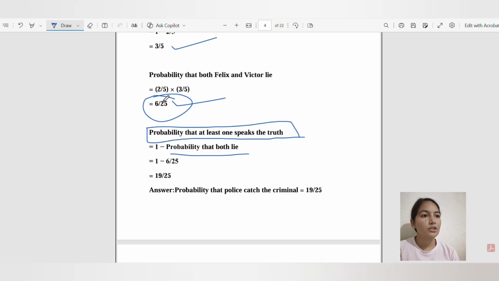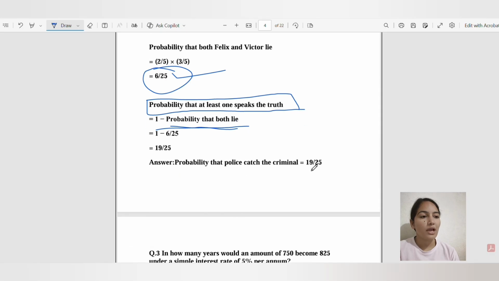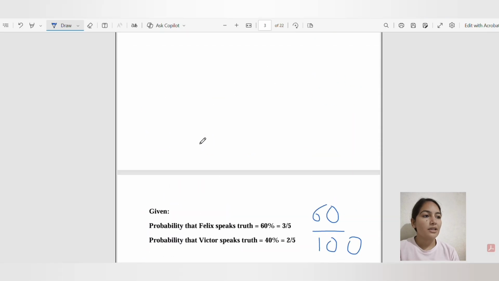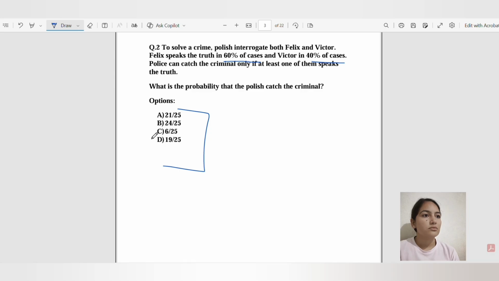And now we put 6 by 25 in this formula. So 1 minus 6 by 25 is 19 upon 25. So our answer is 19 upon 25, option D.